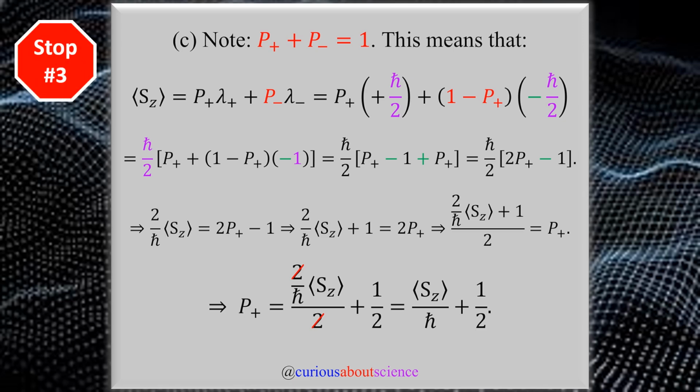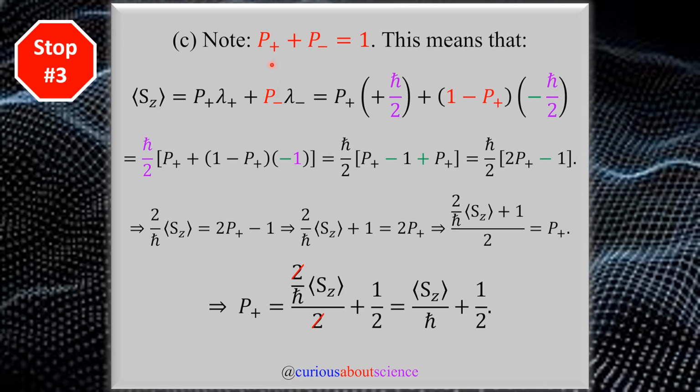Now on to step 3 with probabilities. So to calculate the probability of SC yielding h bar over 2 positive, we employ a strategic approach. We start with the principle that the expectation value equals the sum of each eigenvalue multiplied by the probability, which is what we see here. Positive, positive, positive, negative, negative. But in the note here, we know that the sum of the probabilities has to equal 1.